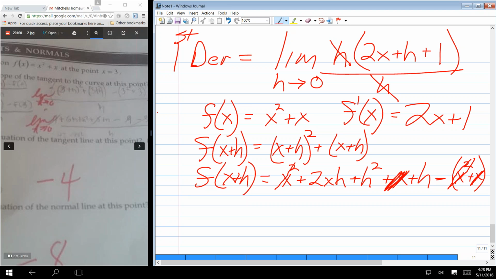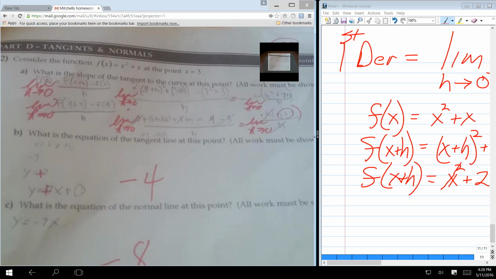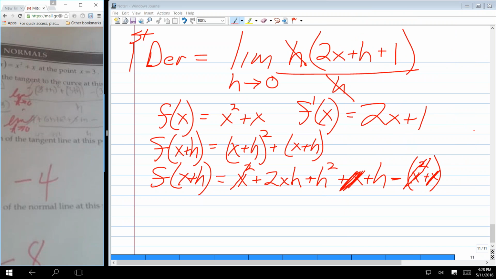Let's see, what else did this problem say? What is the slope of the tangent line to the curve at this point? All work must be shown. Okay, so here's all the work that I'm going to show. And then down here, I'm going to say the slope of the tangent line at the point 3 is 7. There's all my work. If you would have put nothing but what you see on this page, you would have gotten it perfect. No points deducted.